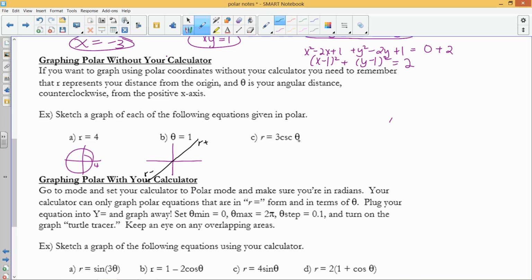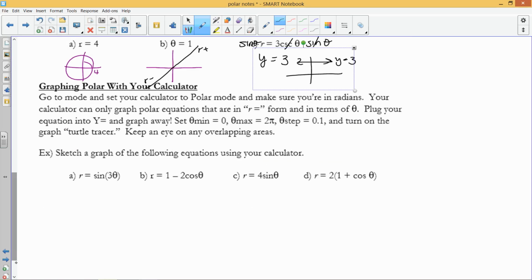And then r equals 3 cosecant theta. I can't really think my way through this one, so I'm going to multiply both sides by sine. So cosecant and sine cancel. R sine theta becomes y. This is the line y equals 3. Is the same as r equals 3 cosecant theta.